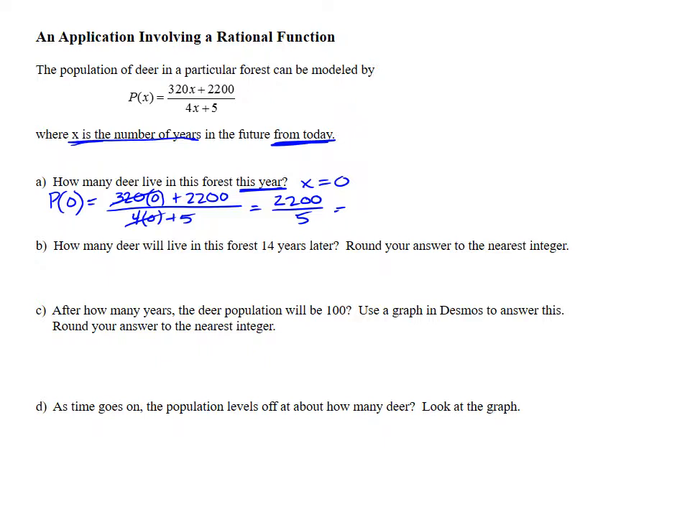Feel free to use a calculator if you're working this out. Any word problem I would have on the calculator portion of the exam, this would give us 440 deer. Remember, in any application, you should always write out your answer in a sentence. So today, there are 440 deer.